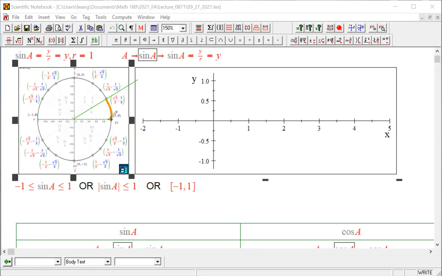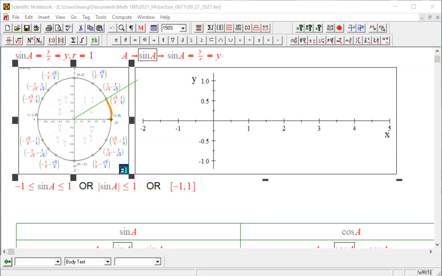measured from the standard position on the unit circle, this arc length is of the same value as the angle pi over 6. So this is pi over 6. This angle is pi over 6 in radian. And this arc length is also pi over 6. Do you guys follow me?